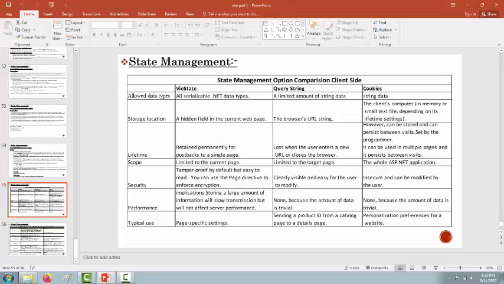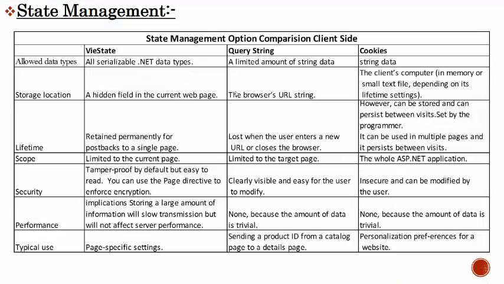Hello students, previously we learned about the state management options. Now we are going to learn about the comparison of the client side state management. We have four client side state management options. First one is the view state, second one is the query string, third one is the cookies, and fourth one is the hidden field. Okay, here we have a description column that we compare in each and every state management option.